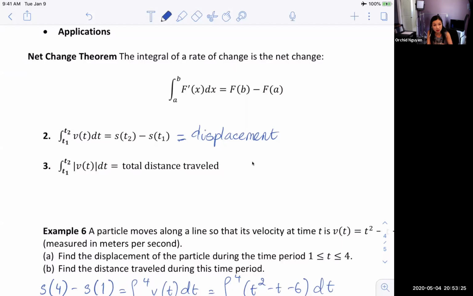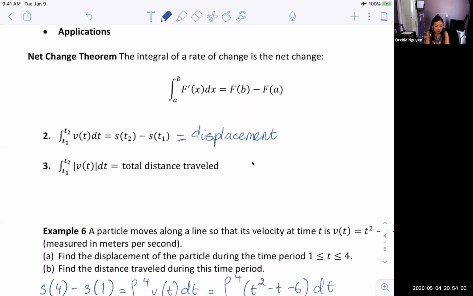I put over here, we're familiar with velocity and all of that. So for example, if an object moves along a straight line with position function s of t, we mentioned that before, then the velocity is v of t, which is the derivative of s, right? So the integral right there from t1 to t2, v of t dt, that integral is going to be the net change of position, or we can call it displacement.